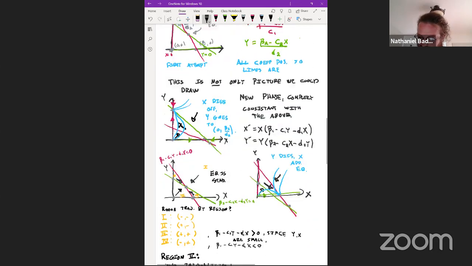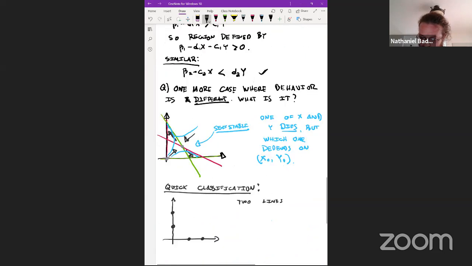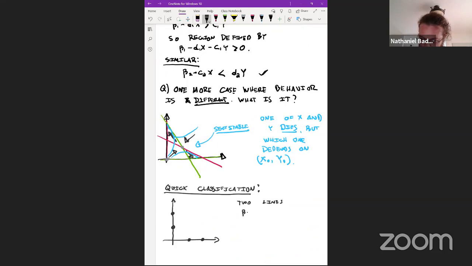Just remind myself exactly what they are. Beta 1, yeah. So beta 1 minus C1y minus D1x equals 0, and beta 2 minus C2x minus D2y equals 0.